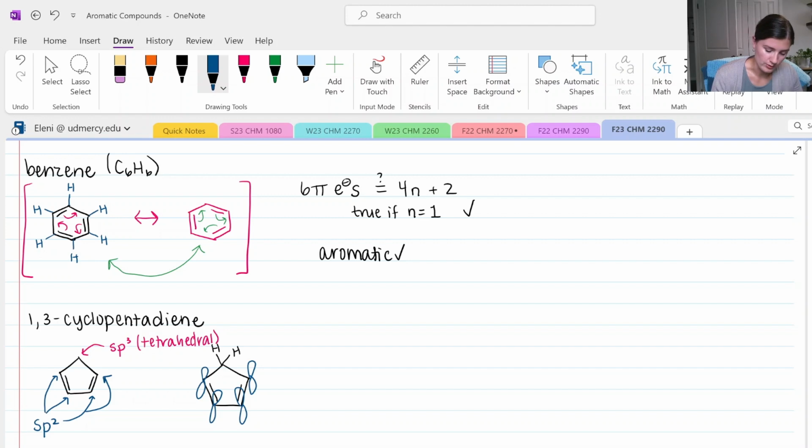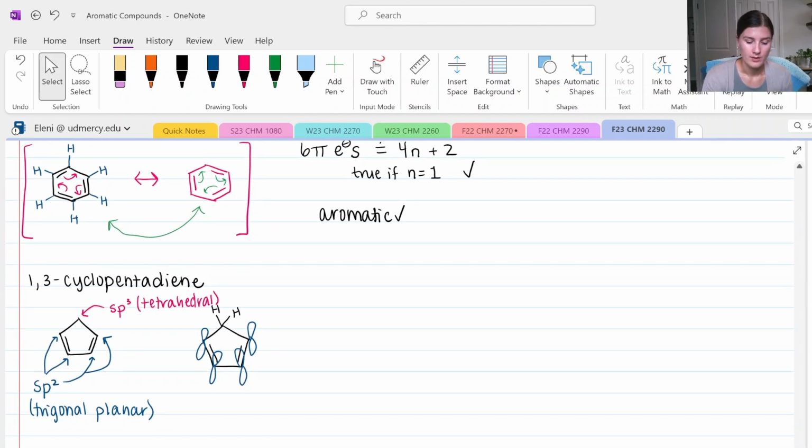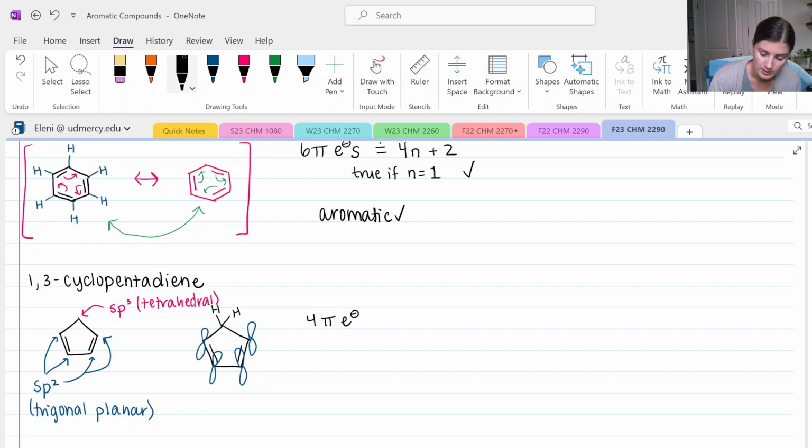Remember, sp2 is trigonal planar. So it's not a planar ring. And then we already know this is not aromatic, but for fun, let's count up the pi electrons. We have 2 pi bonds. That means we have a total of 4 pi electrons.